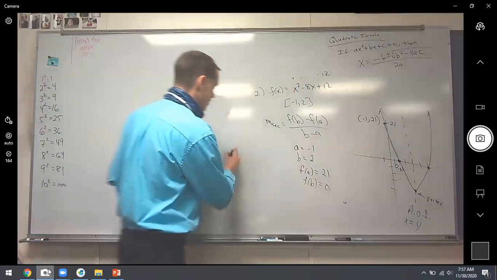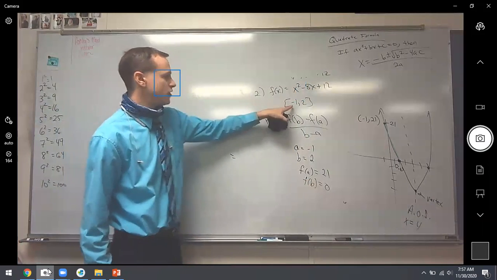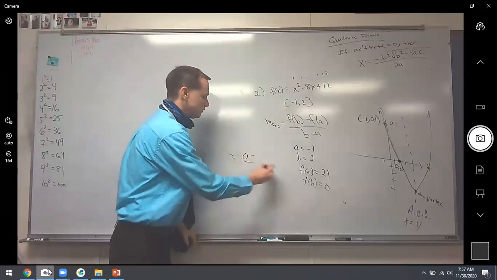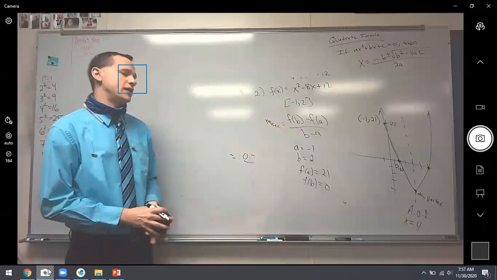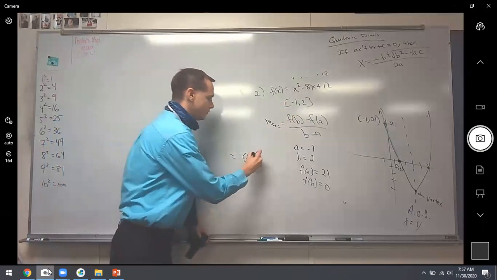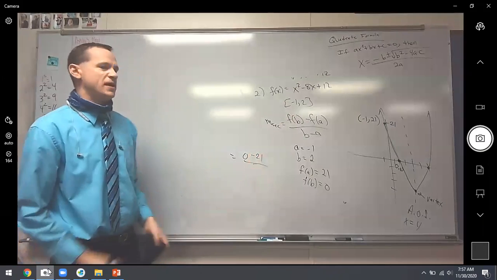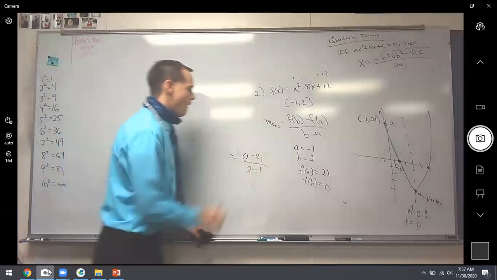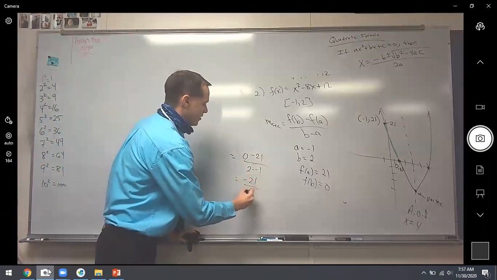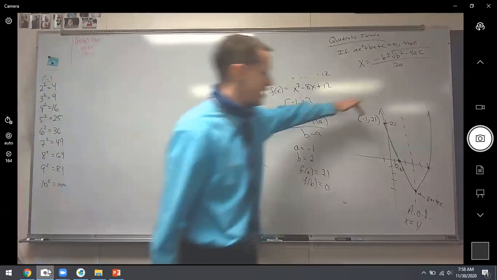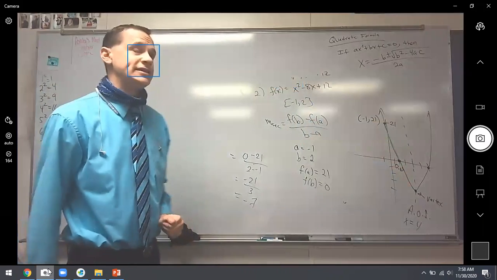Basically, what it's saying is the function of b, the function when you plugged in the right side at 2, which was 0, minus the function at a, what you plugged in when you got the left side, which was 21, over b minus a, which is 2 minus negative 1. And if you do the math on all that, that just turns into negative 7. So the slope, and this is a pretty negative slope right here, appears to be negative 7.